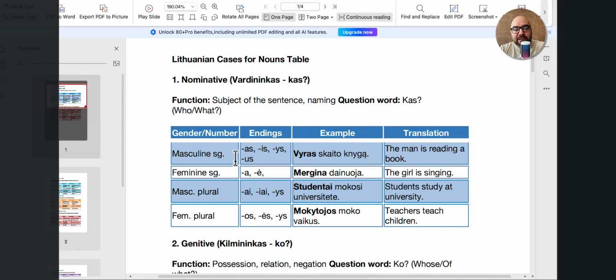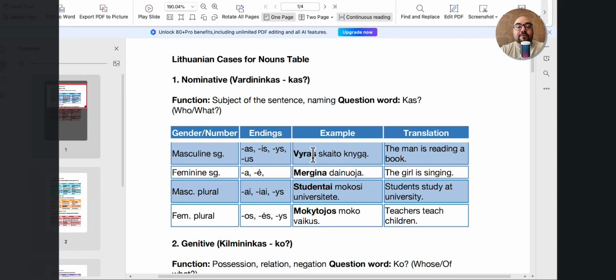So we have masculine singular endings. We have us, is, us, right? We have feminine singular endings. These are the most common endings. There may be some exceptions, but 99% of the time you will have these endings. Now you have masculine plural and you have feminine plural.